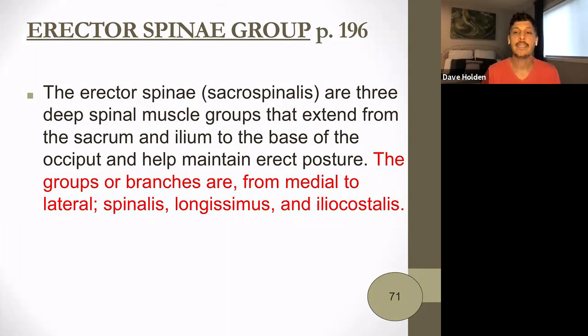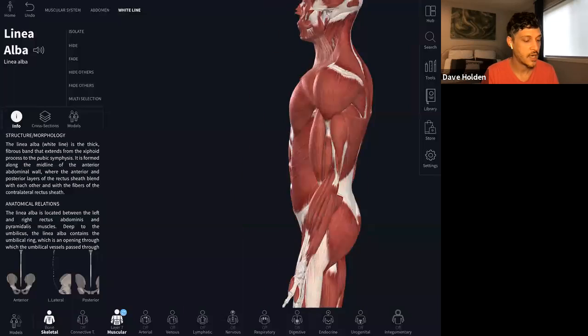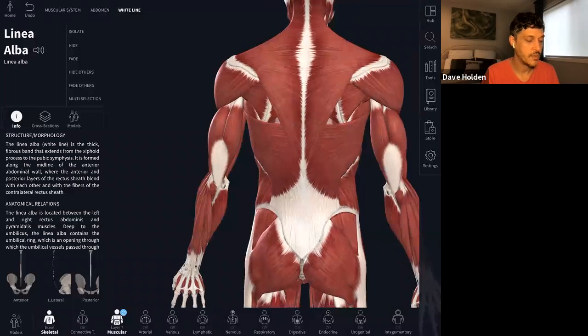So the erector spinae is a group of muscles. These extend from the sacrum and the ilium all the way up to the occiput in some cases. They help you maintain an erect posture. So these muscles are called spinalis, longissimus, and iliocostalis. I do not want you to remember them this way. First things first, I want you to understand what these muscles look like so we can start to take some guesses as to what they do. They are deep, so I've got to remove a lot of muscles in order to get to them first.